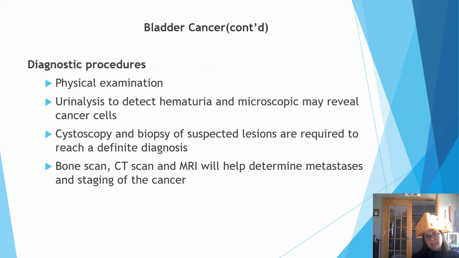Bladder cancer is diagnosed with a physical exam, urinalysis to detect any blood or cancer cells, cystoscopy and biopsy of the suspected bladder lesions, along with bone scan, CT, MRI to help determine metastasis and also staging the cancer.